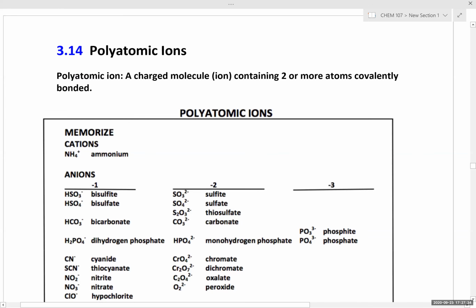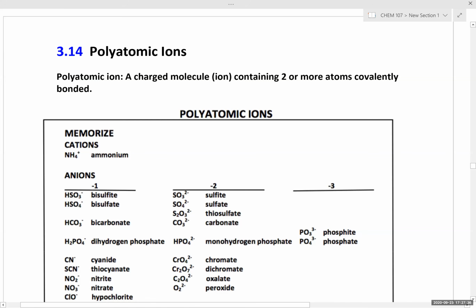Okay, so now we're going to switch gears a little bit and focus on the next topic, which is ionic compounds: discussing and naming them and writing the formulas for ionic compounds. To start us off, we're going to need to discuss polyatomic ions. Polyatomic ions are charged molecules, ions in other words, containing 2 or more atoms covalently bonded.